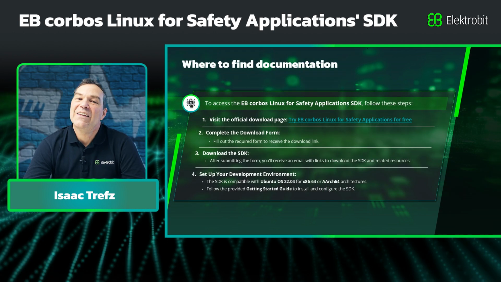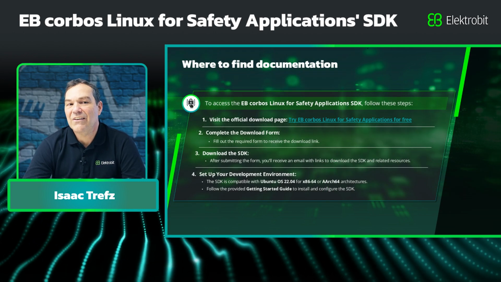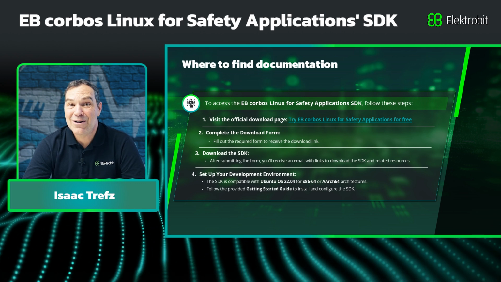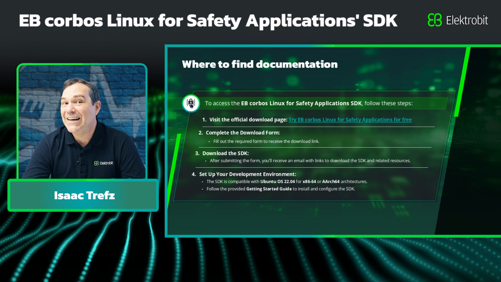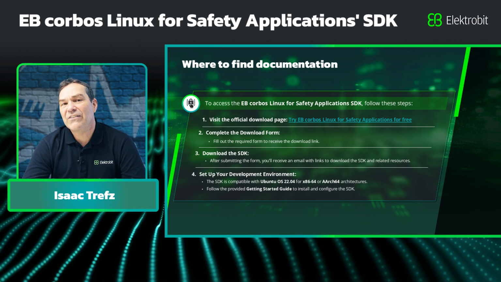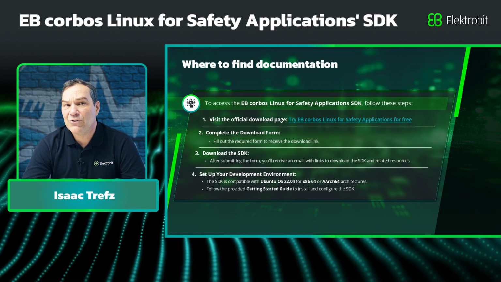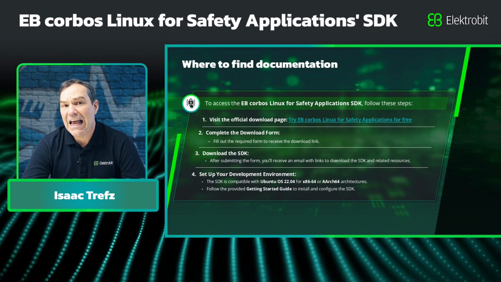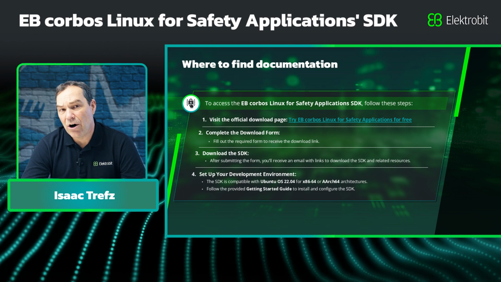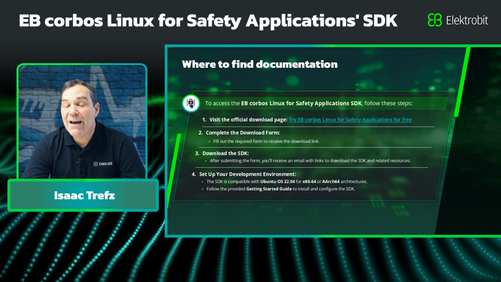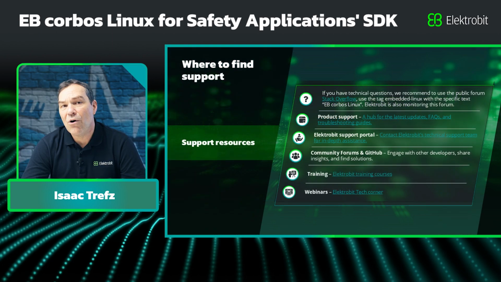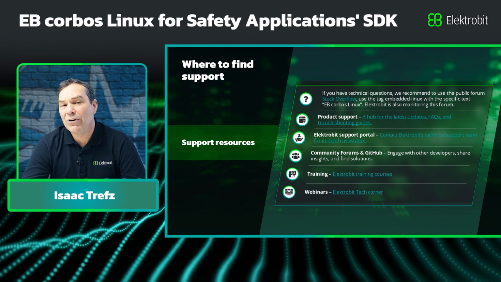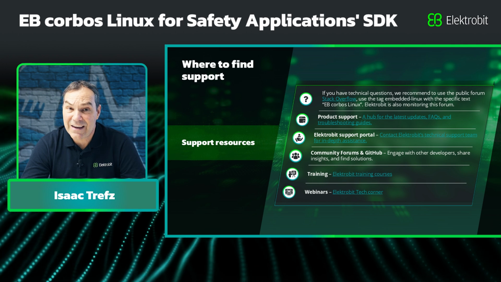How do you get your hands on the EB Corbos Linux for Safety Applications SDK? Well, step 1, visit the official download page. Step 2, complete the download form. Then you'll get an email with a download link, and then you can set up your development environment on an Ubuntu 22.04 system, either running on an x86 PC or an ARM 64-bit PC. Then follow the Getting Started guide. Over the next weeks, my colleagues will appear here on YouTube with some tutorial videos to tell you how to actually use the SDK.